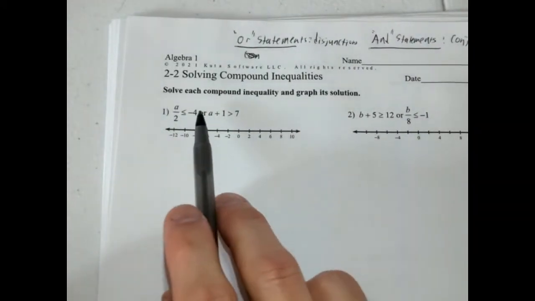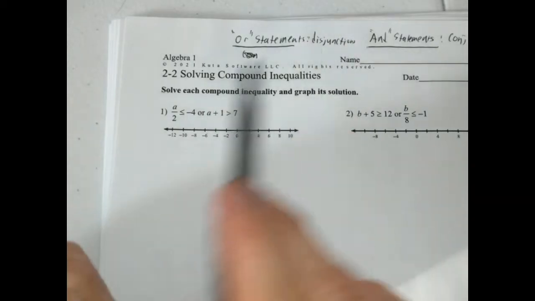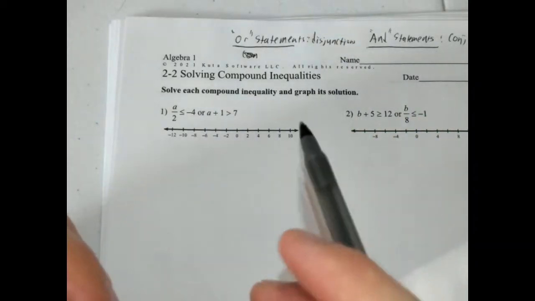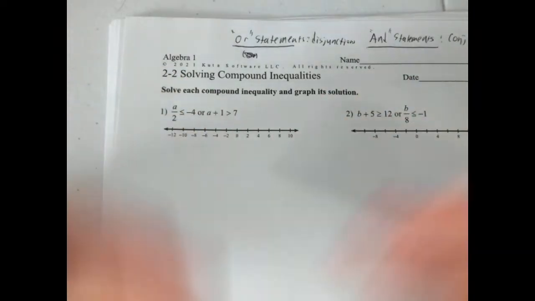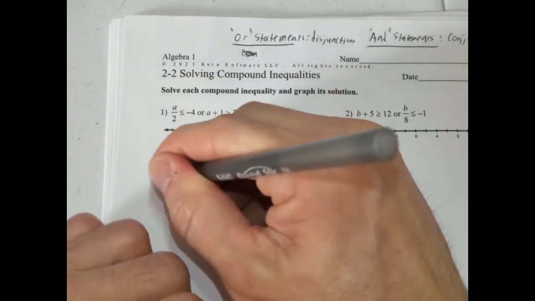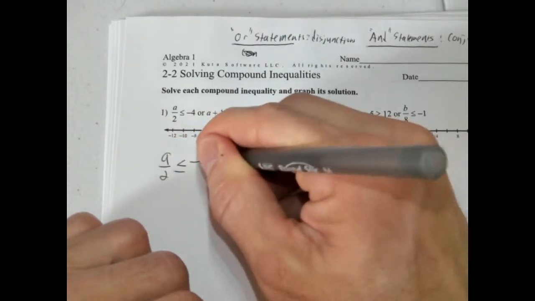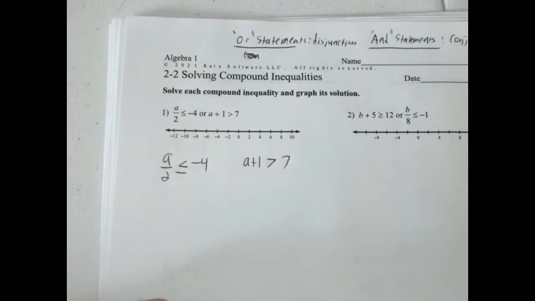So here we have an example of an or statement, also known as a disjunction, where we're going to graph both number sets because they're both part of the solution. They don't have to have anything in common. With and statements, you're basically going to see what they both have in common. With an or statement, you just put them both on the same number line. You're essentially just graphing two inequalities on the same number line. So let's rewrite this. We have a over 2 is less than or equal to negative 4, and a plus 1 is greater than 7. We're just going to solve each one.